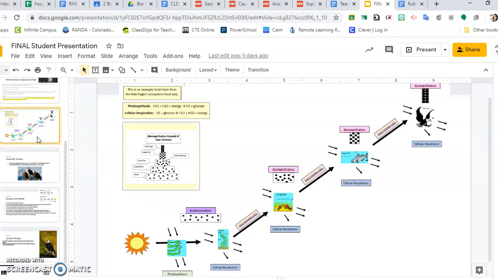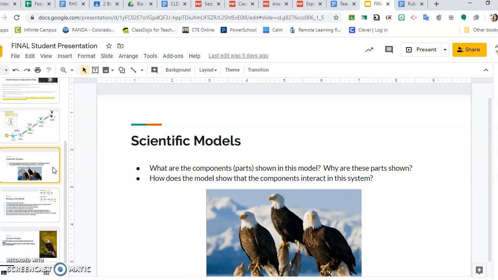Remember, we did some work with models before we went on spring break, and we said all good models have components, interactions, and mechanisms. So the components are the actual physical things that you see. The interactions are the arrows and what they mean and how we can tell these things relate to each other to explain the mechanism, the phenomena of what's happening to this bald eagle population.